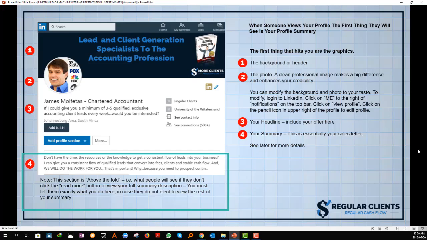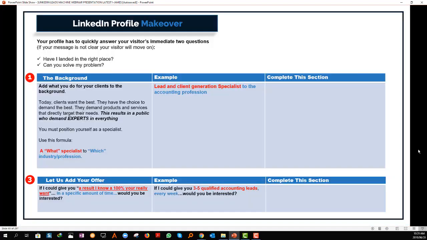So it's like a landing page, it's a sales letter, it's everything all in one. It's a website, and that's why it's got to be so powerful. So even though, as you'll see in a moment, there's only 2,000 characters, it really has to punch home when people actually get to it. So in your LinkedIn profile makeover, when you get the slides, you can simply go ahead and fill this in, right? So you can see there, we speak about your background. So there's the first of our formulas, the what specialist to the which industry or profession. And then, of course, the question that we need to ask, that's essentially the offer. If I could give you a result that you 100% really want in a specific amount of time, would you be interested in?